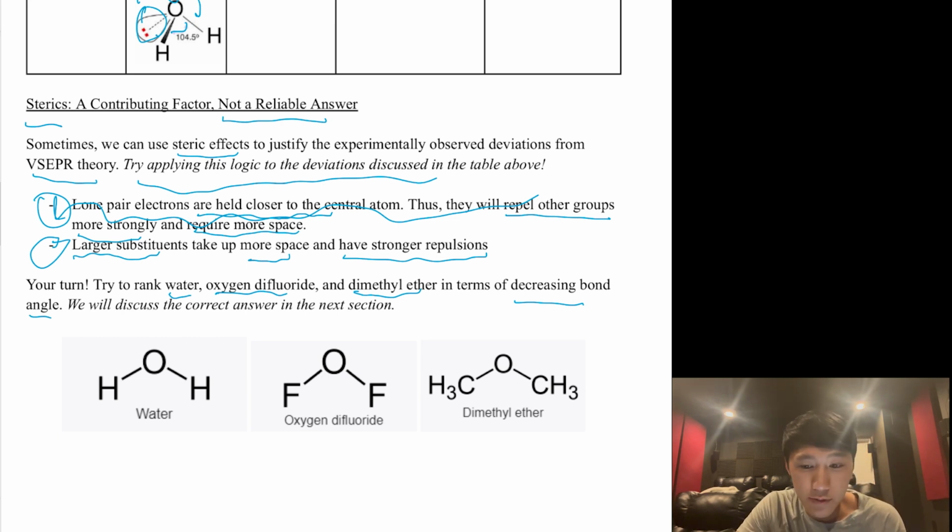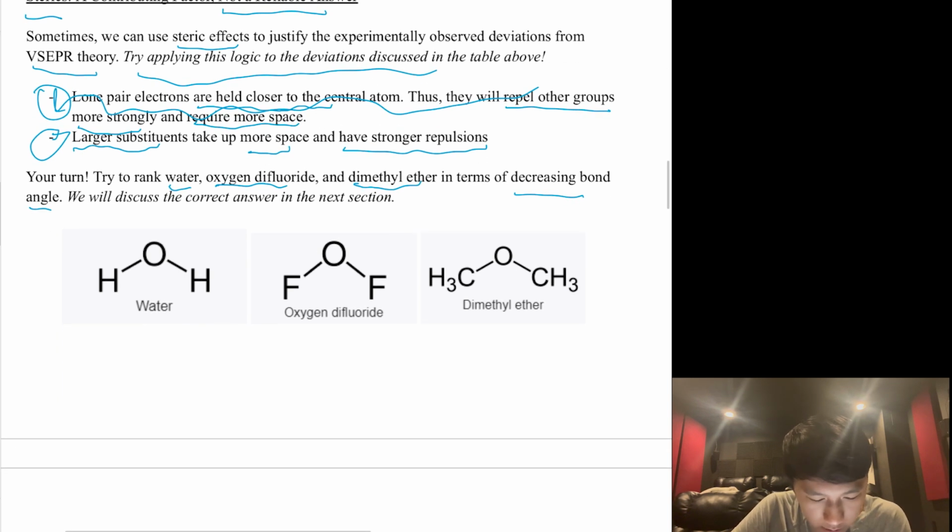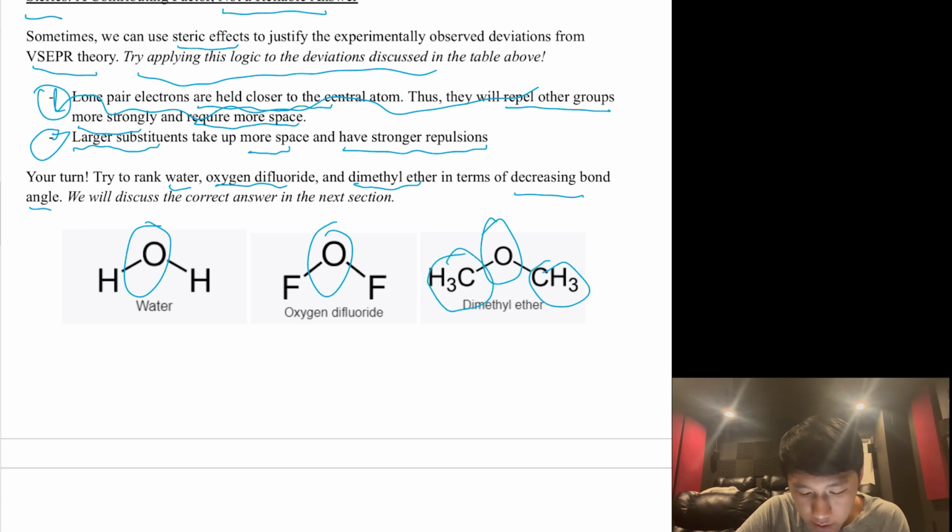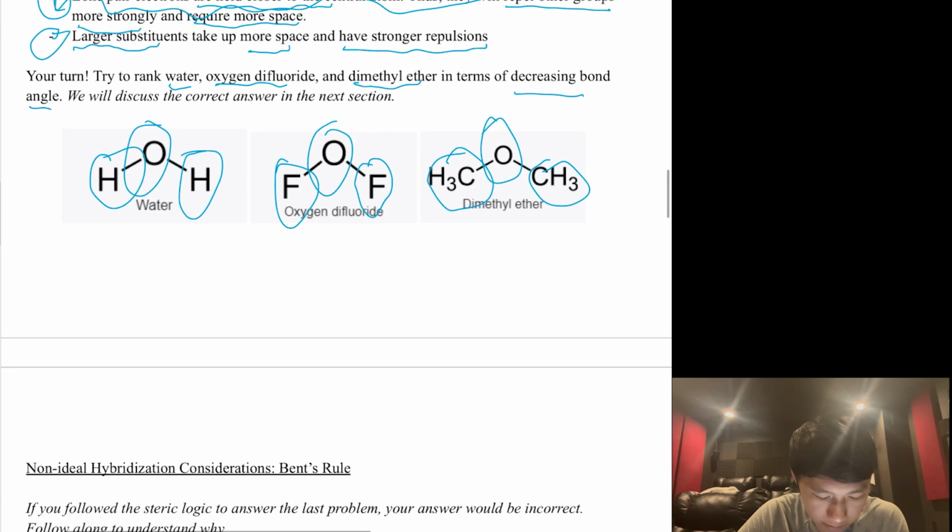All right, hopefully you've paused the video, and my guess is that using this argument, you would argue that dimethyl ether would have the largest bond angle, oxygen difluoride would have the second largest bond angle, and water would have the smallest bond angle. And the reason being is the CH3 groups are relatively big, and they will push each other apart, more so than the relatively smaller fluoride groups, which are, again, larger than the hydrogens, which can push each other apart as well. So that's what we would predict with the steric argument.